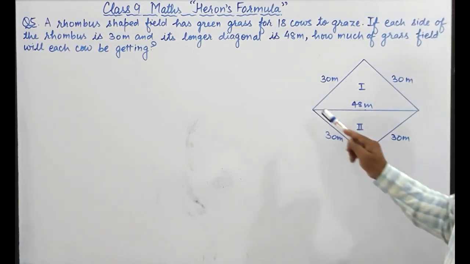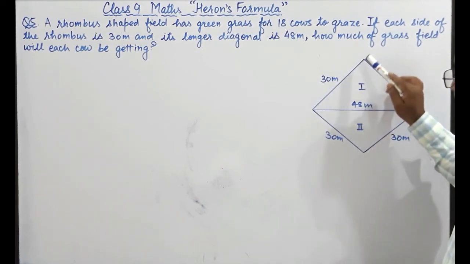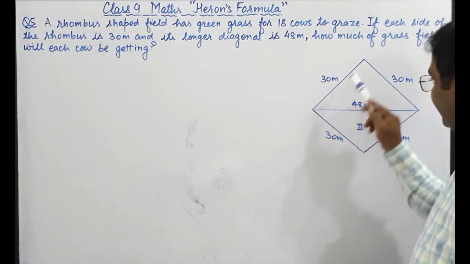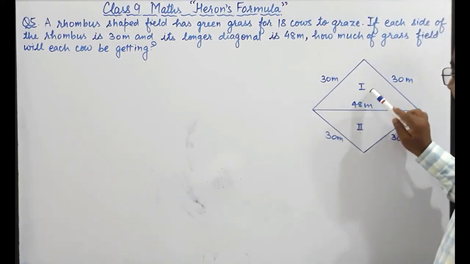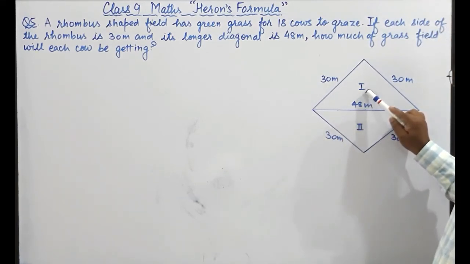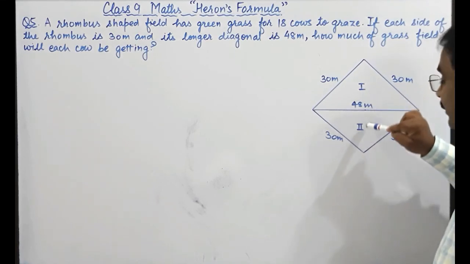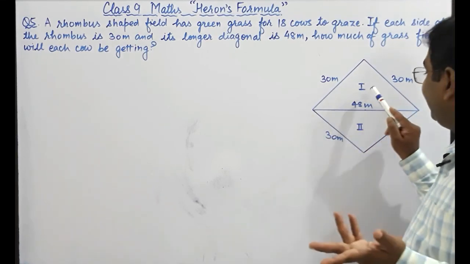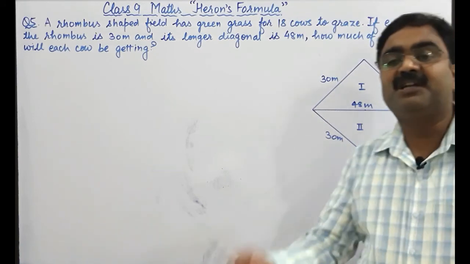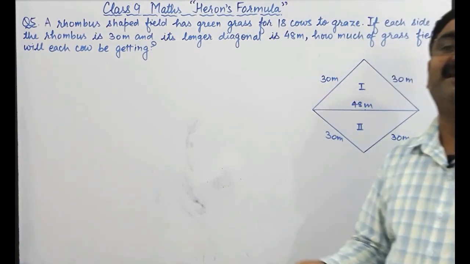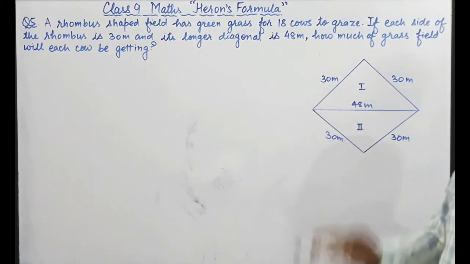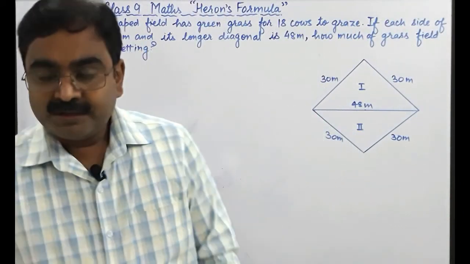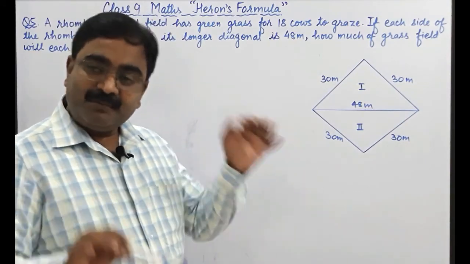So after drawing this diagonal, this rhombus is divided into two equal areas. So to find the area of this rhombus, we need to find the area of this first part. Why? Because the area of the first part will be equal to the area of the second part. And after getting the area of the first part, we have to multiply it by 2, we will get the area of the whole rhombus, right? Okay, till here any problem to you all?